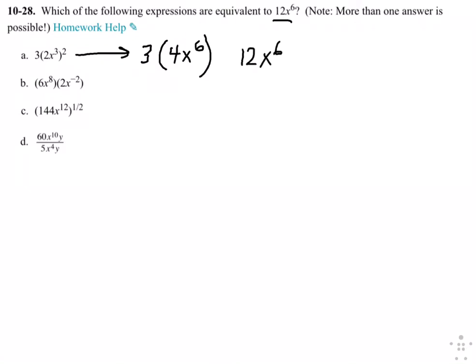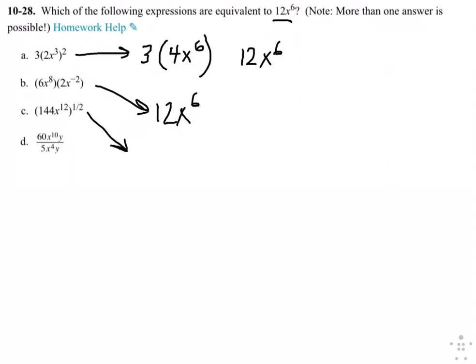So A is, let's do B. B, 6 times 2 is 12. X to the 8th times x to the negative 2. We add the exponents and we get x to the 6th. So B also is. Let's try C.